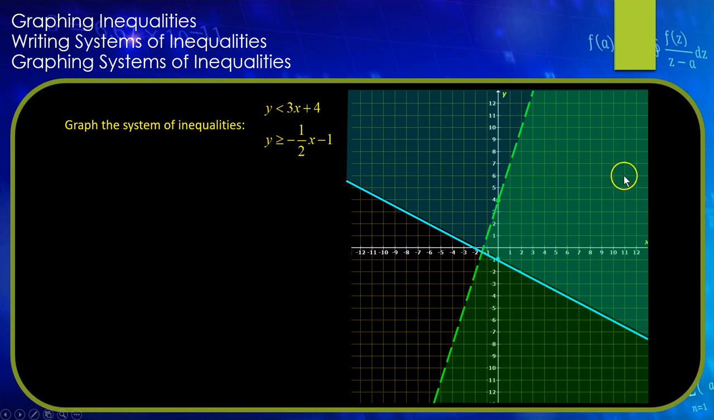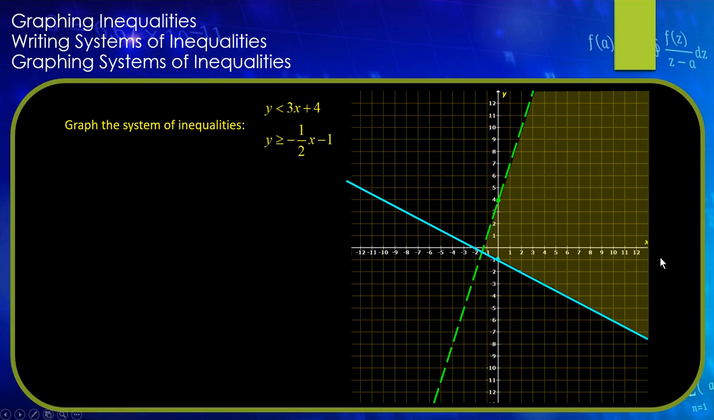Now, the solution for this system of inequalities is this region right here, because this is where the two regions overlap each other. And so that region there is the solution to this system of inequalities. Let's try another one.